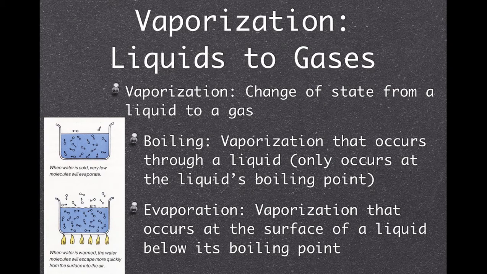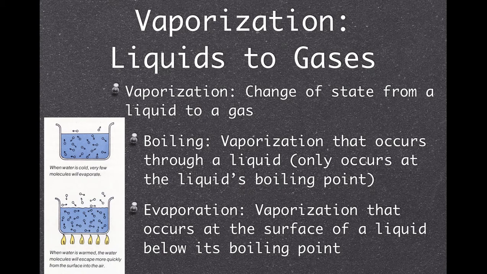Vaporization. Vaporization includes two things, and this is going from a liquid to a gas. It includes both boiling and evaporation. So boiling is vaporization that occurs throughout the whole liquid, and it only occurs at the liquid's boiling point. If you look at the bottom of the picture there on the left-hand side of the screen, that's the boiling point. When the water is warmed, those water molecules are going to escape really, really quickly because they're moving really fast.